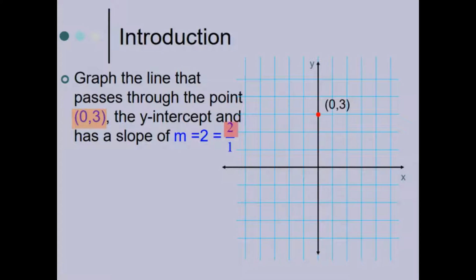With the numerator value being 2, we will rise 2 from our starting point, for every 1 that we run, which creates a point on the graph. This represents our slope, and when we connect these 2 points, we have graphed the line with this particular information.